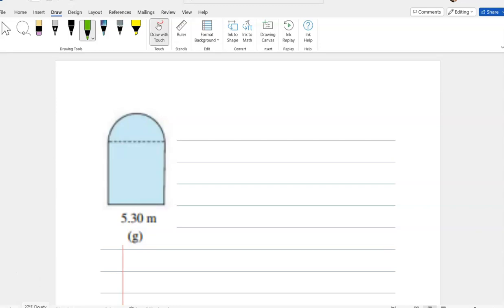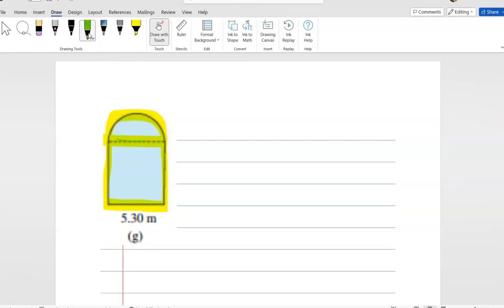Okay, we are asked to find the perimeter of this figure. So the perimeter is the outside. You can see here that we have two figures. We have this pretty easy one with a rectangle, and then we have the semicircle.